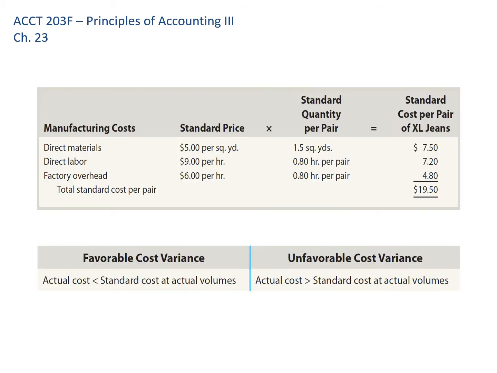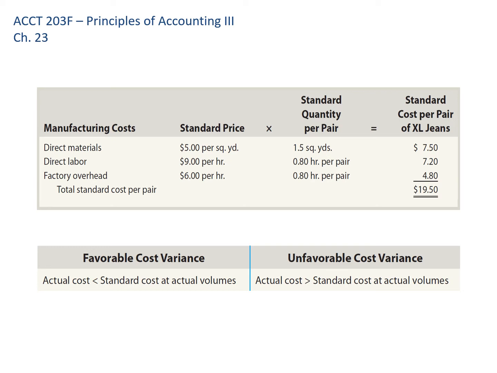So here's an example of a company that's making a pair of jeans. So the material, they believe that the standard price should be $5 per square yard. That's what they should be paying. And that each pair of jeans requires 1.5 square yards. So the standard cost is $5 per square yard times 1.5, or $7.50. So that's the standard material cost in the product.